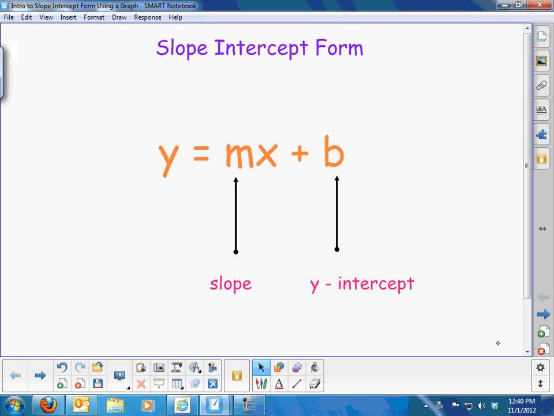Today I'm going to tell you really quick a little bit about what you're going to need to know as far as slope-intercept form.